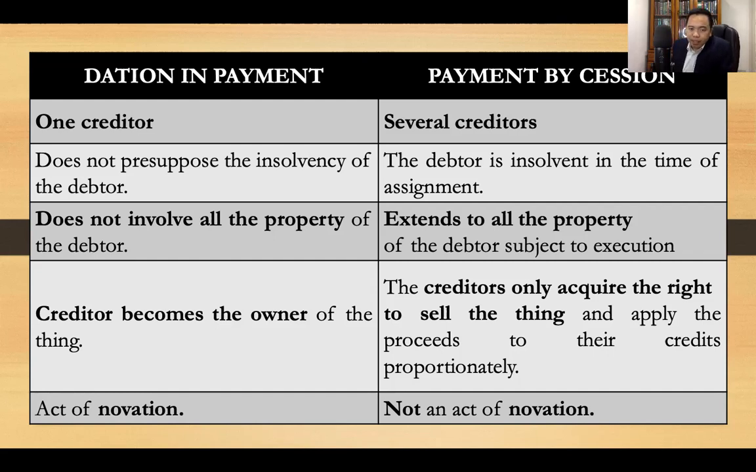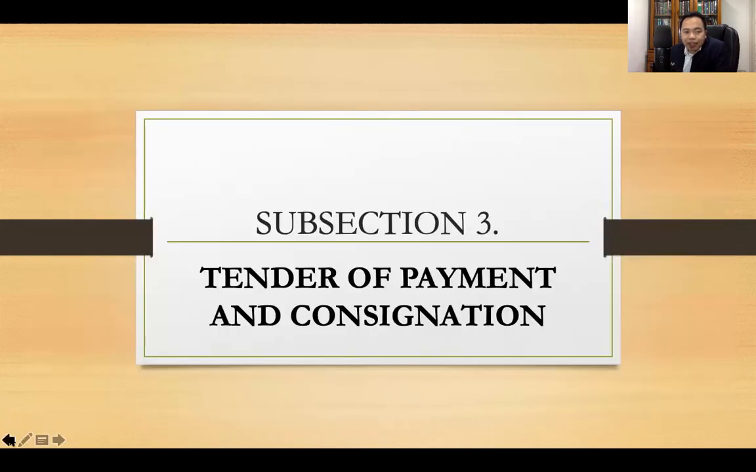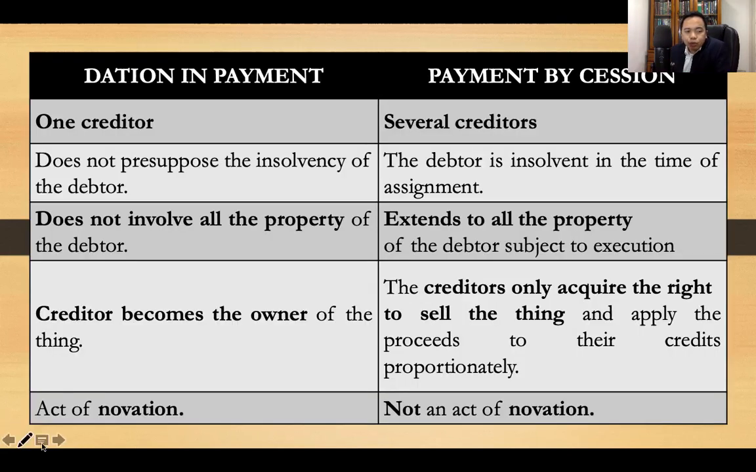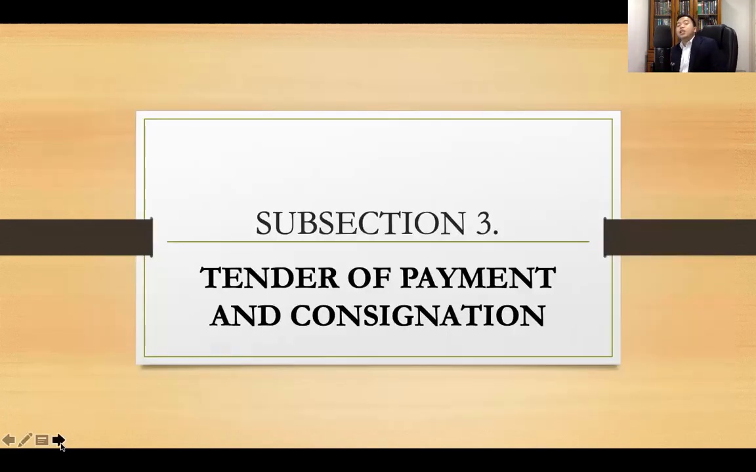Okay. Now, is there novation in payment by cession? No, none. There is no novation in payment by cession. Why? Because in payment by cession, the creditors will be paid in cash, coming from the net proceeds of the sale. So that ends subsection 2, payment by cession. Let us now go to subsection 3, tender of payment and consignation.